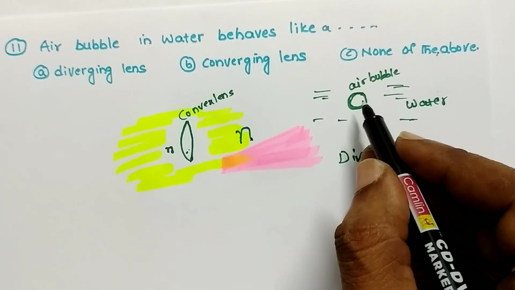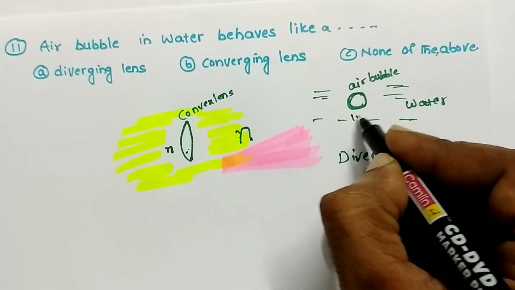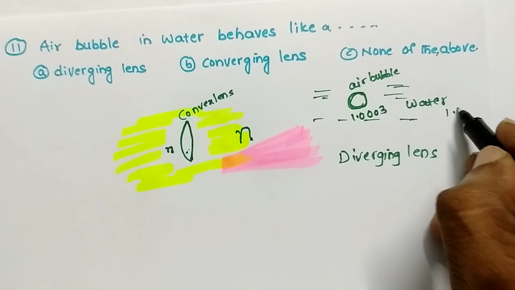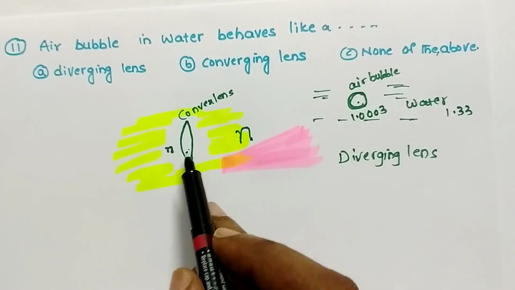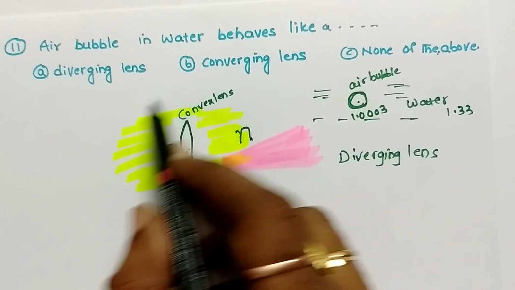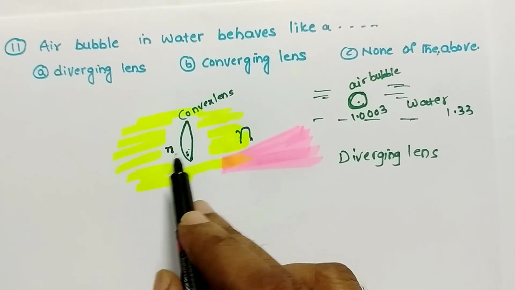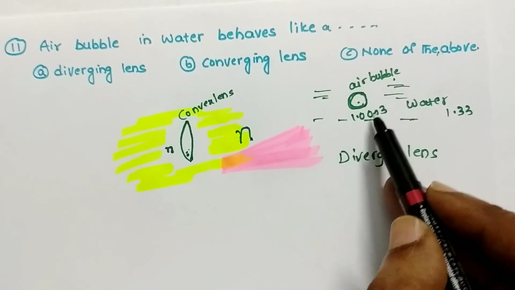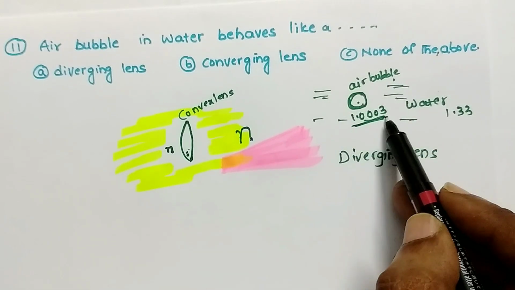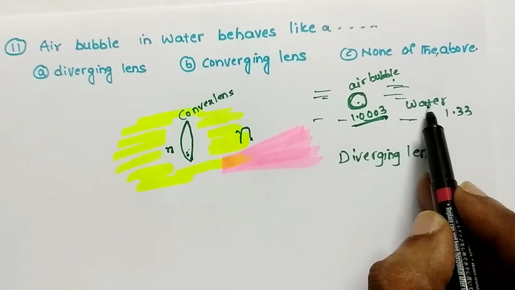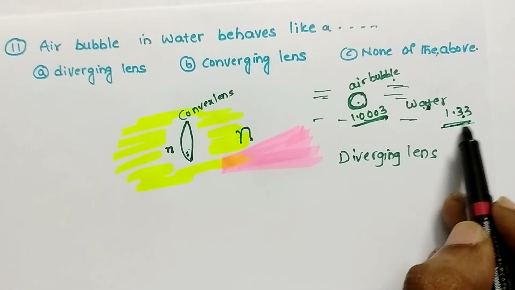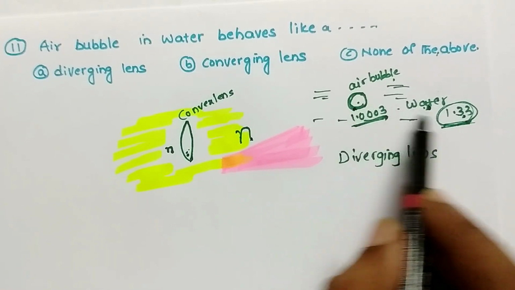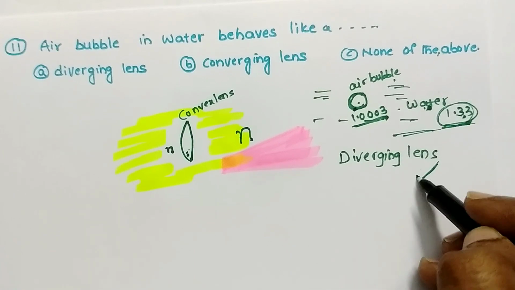The refractive index of air is 1.0003 and the refractive index of water is 1.33. That means the air bubble behaves like a convex lens and it is kept in a medium having a refractive index more than the lens's refractive index. The air bubble has a refractive index of 1.0003 and it is kept in water, which has a refractive index of 1.33, more than that of air. So this behaves like a diverging lens.